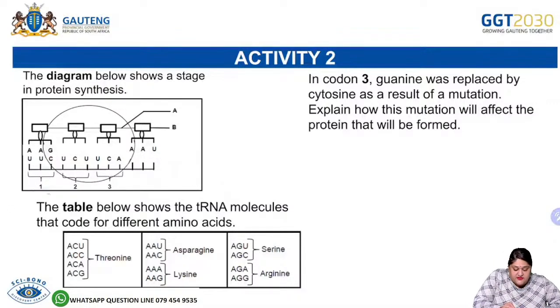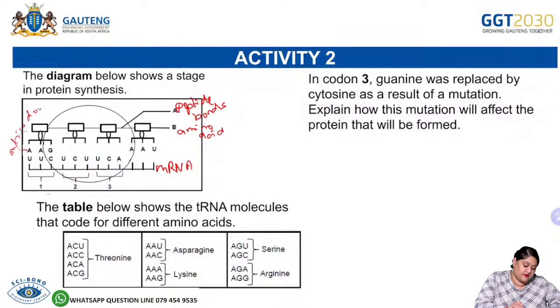We have 3 codons. So this is mRNA. It's very important that we analyze our diagrams. Then the round circle is the ribosome. Then we have A over here, which is joining the amino acids, so they are peptide bonds. And then we have B, which is the amino acid. And just for understanding, this is our anticodon. Okay. So now they say in codon 3, so this one over here, guanine was replaced by cytosine.